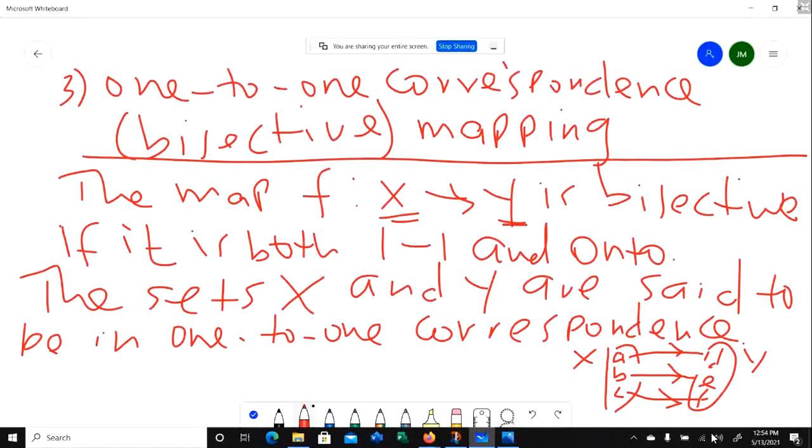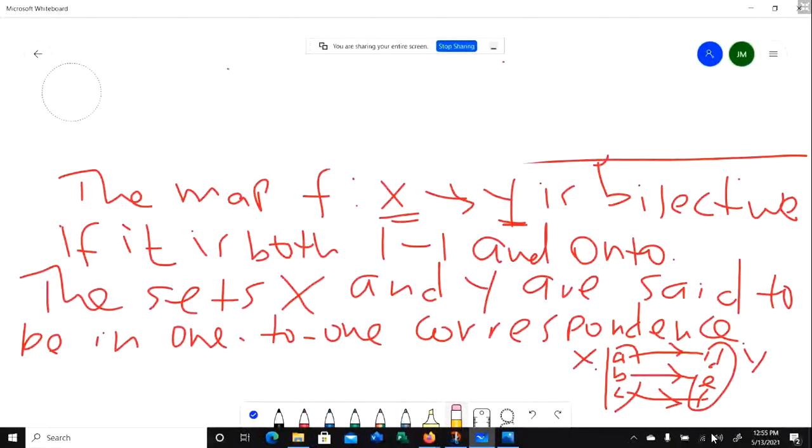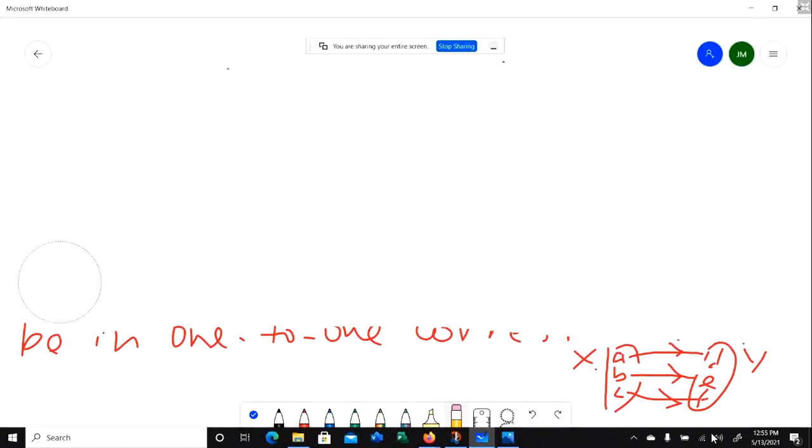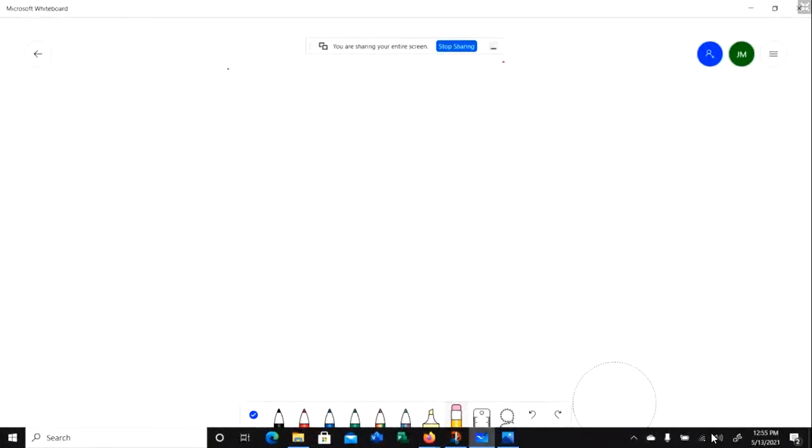Also, we can say something about the inverse map. Note that for a bijective map, since each element is mapped to a corresponding image, and each element in Y has a pre-image in X, then we can define the inverse map. So these are the three main types of mappings. The rest are just other aspects of mappings. So let's say something about the inverse. Because if I know the image, I can use the inverse of a map to obtain the corresponding pre-image. So let's say something about inverse mappings.